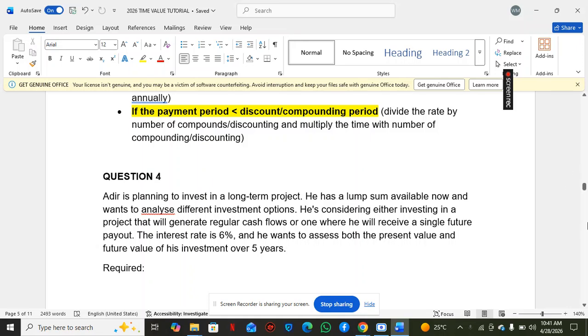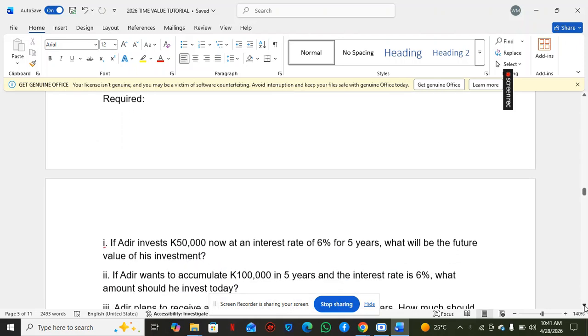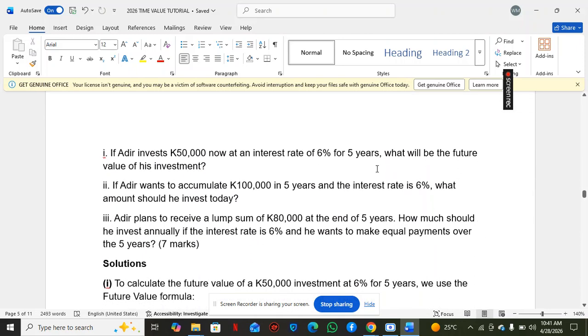So, required. If Ade invests 50,000 now at an interest rate of 6% for 5 years, what will be the future value of his investment?